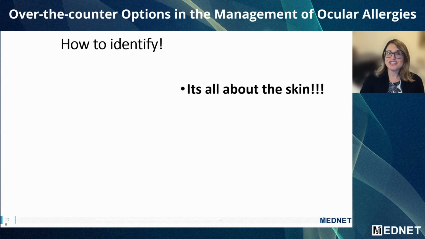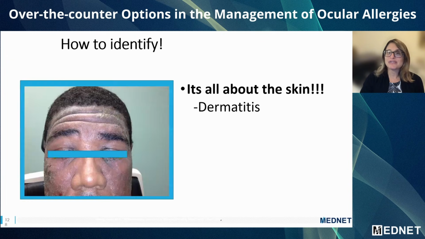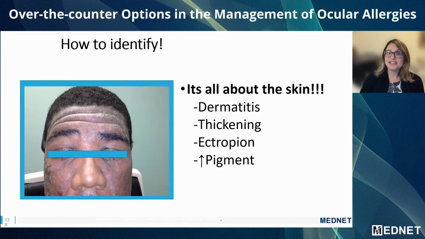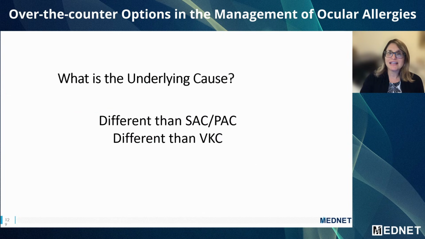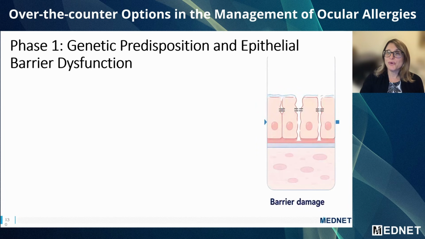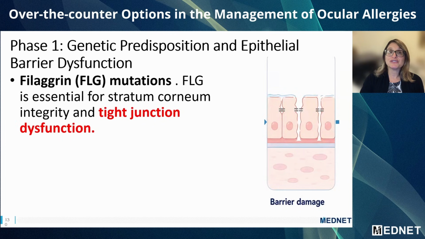So how can we differentiate? We talked about how it's all about the skin. Have to make the diagnosis across the room looking for the various features that are common in atopic dermatitis. And unlike SAC, PAC, and VKC, AKC has its own pathophysiology that really starts as a skin disease. The problem really is genetic predisposition and epithelial barrier disruption.